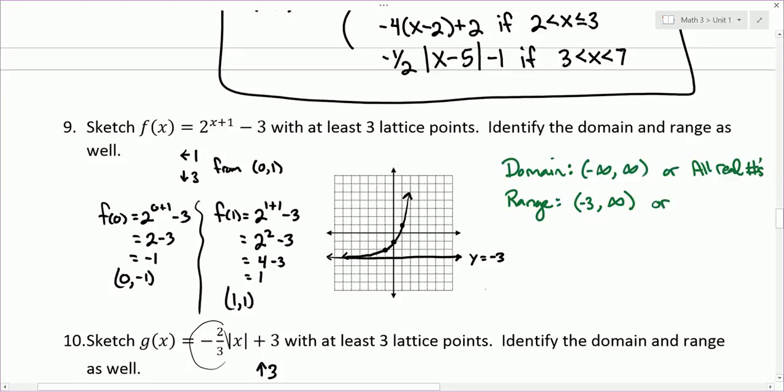How can we write an inequality, everything bigger than -3? We're talking y values. Y is greater than -3.